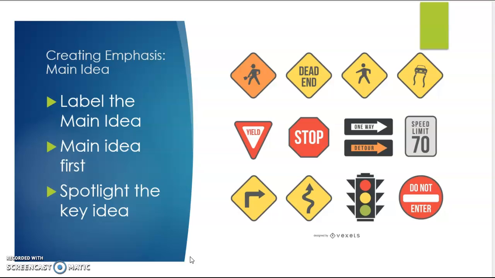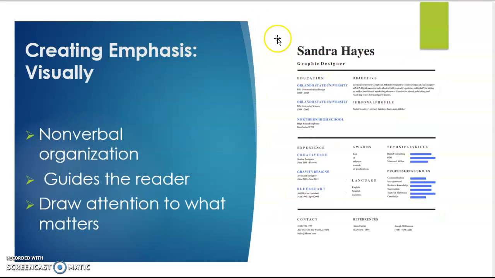We need red light, green light. We need indicators as the road changes. So I want you to think about business writing just like you would road signs. We need to label the main idea, okay? And we need to make sure that main idea is first, assuming that our work is only going to be skimmed. And we need to spotlight, or in other words, point big, bold arrows using variance in font, size, spacing, all of those things to create emphasis.